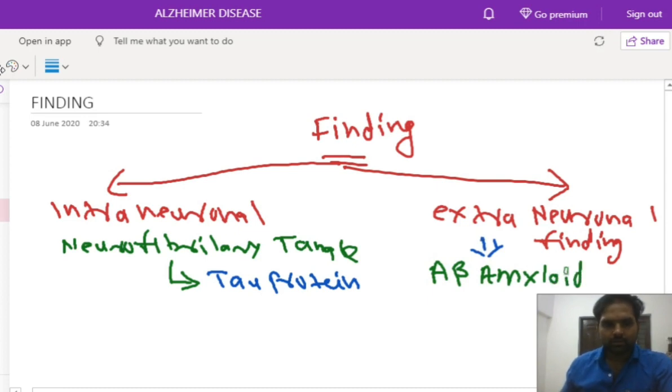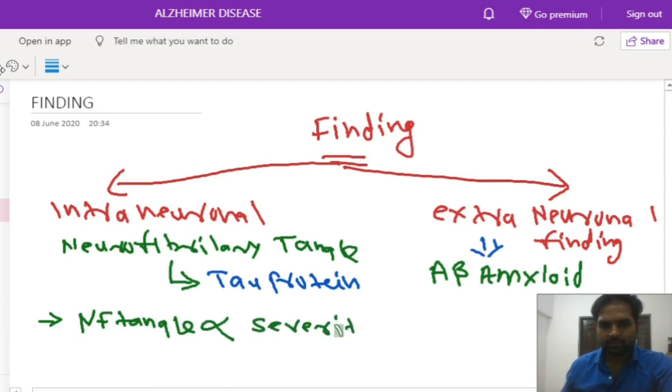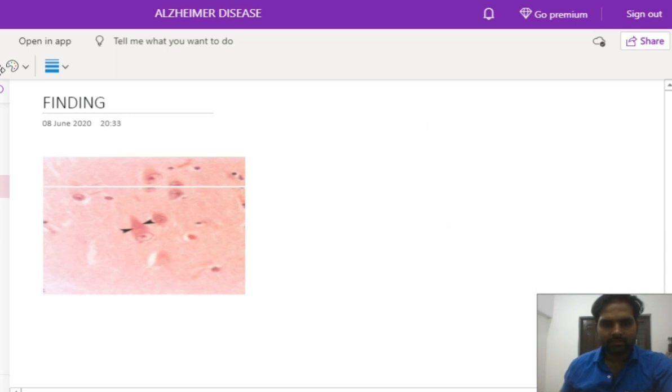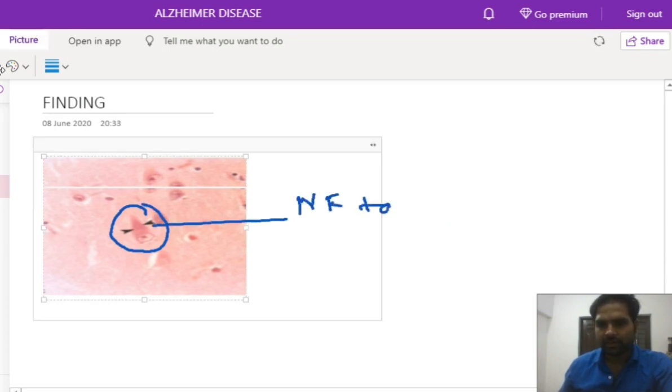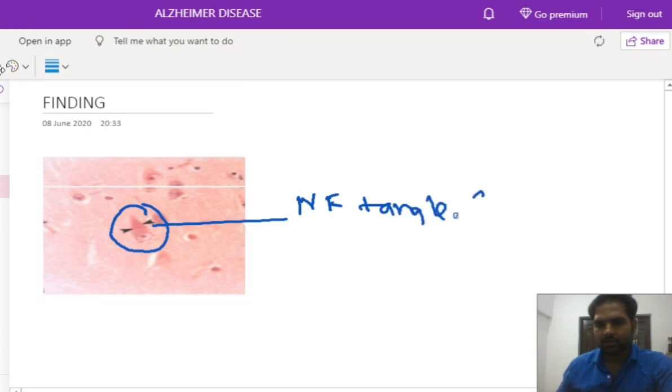Now there is one more point. The neurofibrillary tangle is directly proportional to the severity of the disease. Here, in between these two arrows, you can see the neurofibrillary tangle, which is made up of tau protein.